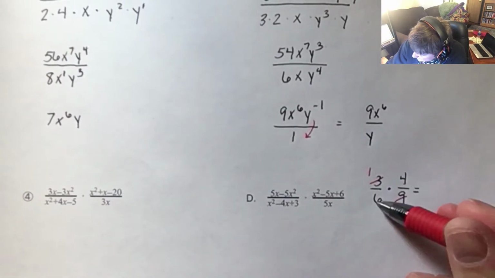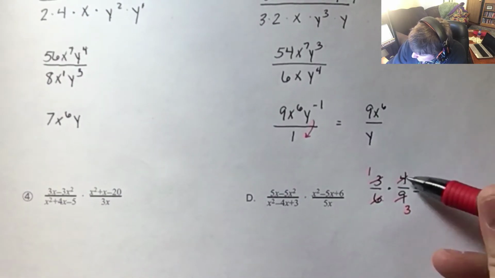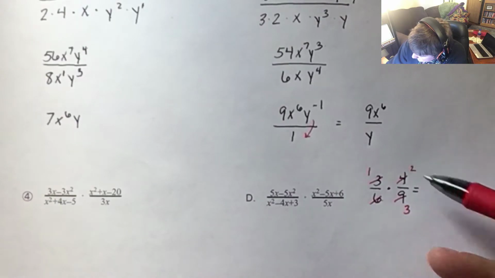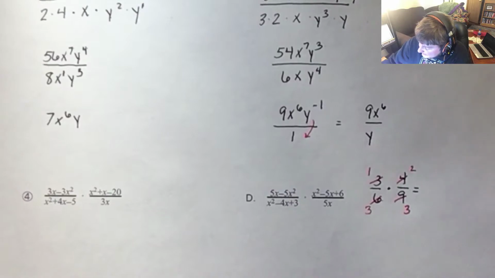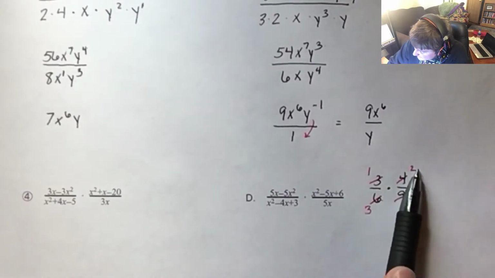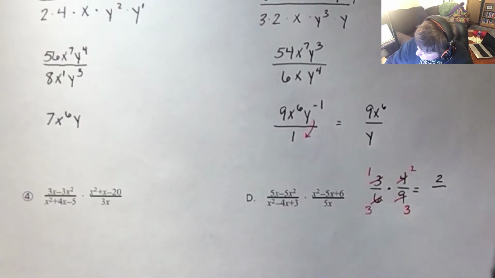Here I have factors of 2 that I can take out. So 4 divided by 2 is 2. 6 divided by 2 is 3. Okay, and so then I can multiply straight across. 1 times 2 is 2. 3 times 3 is 9.